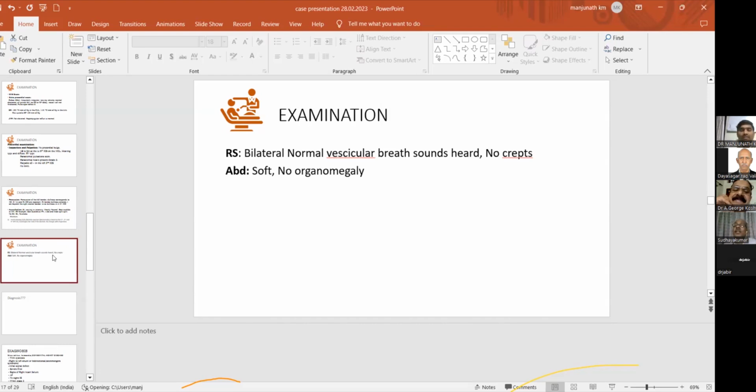What is the third? Mixed is a very ambiguous answer. Situs ambiguous. And what did you say? You said something: situs solitus, situs inversus, and ambiguous. Situs ambiguous. Yeah.